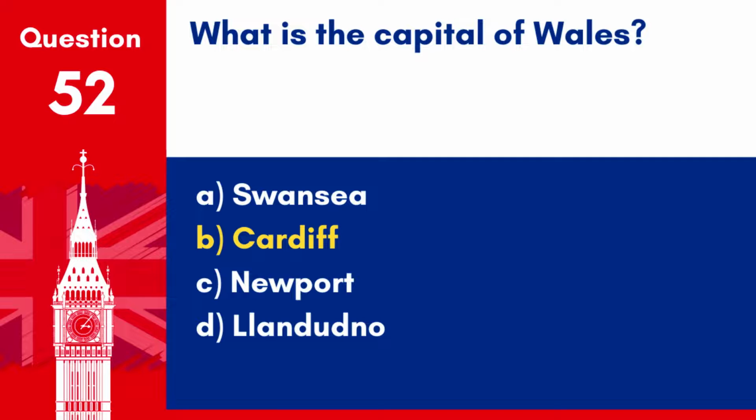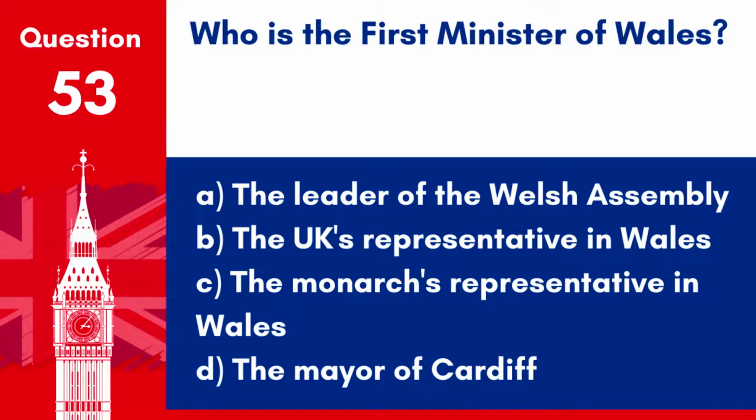Answer: B. Cardiff. Cardiff is the capital of Wales. Question 53. Who is the First Minister of Wales? A. The leader of the Welsh Assembly. B. The UK's representative in Wales. C. The monarch's representative in Wales. D. The Mayor of Cardiff.